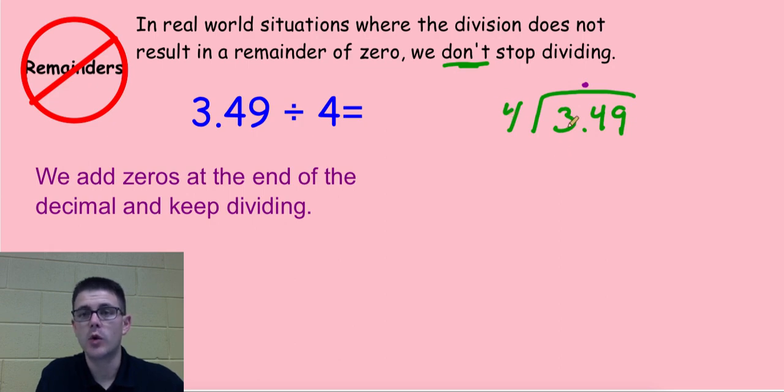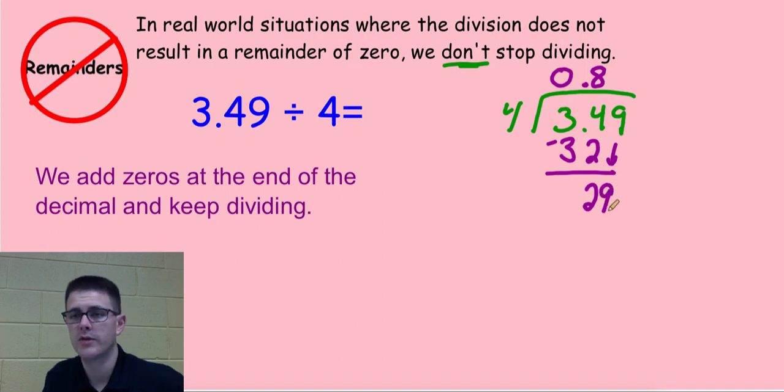How many times does 4 go into 3? Well, it goes in 0 times. So when it can't go into the first digit, it goes into the first 2 digits. So think of it as 34. Don't worry about that decimal right now. We're just looking at the digits 34. 4 goes into 34 8 times, which is 32. 8 times 4 is 32. Subtract, we get a 2, and we bring down our next digit of a 9, just like regular old division.